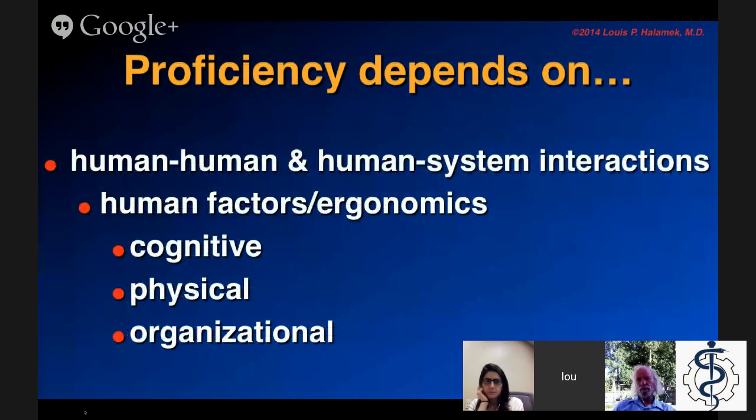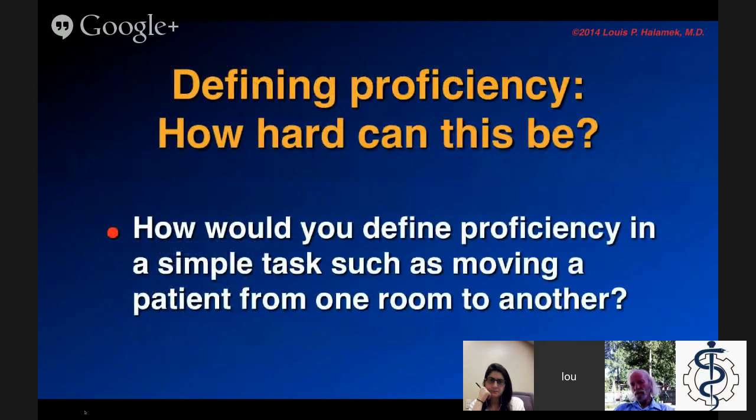And thinking about the human-human and human-system interactions, that's where really we are very much the novice. We are just beginning to think about the whole area of human factors and ergonomics. And at least as I've read about this, it seems that a fair number of people agree there are three major branches to that field: the cognitive, physical, and organizational aspects of human factors. So when I mentioned proficiency early on, defining proficiency in healthcare, how hard can this really be?